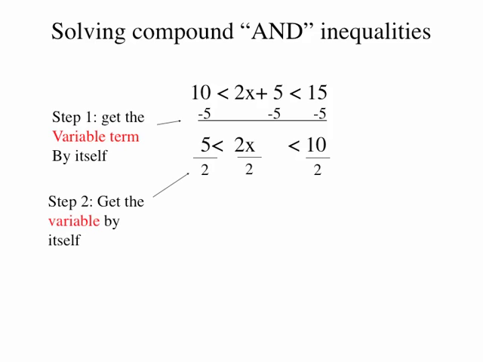Then we want to get the variable all by itself. Right now we have 2x in the middle. To get the x by itself, we need to divide by 2. And to make sure that we don't mess up our inequality, we need to divide everything by 2. We're dividing by a positive number, so we don't need to flip any inequality signs around. And when we do that, we get that x is between 2.5 and 5. This is another way of saying that x is greater than 2.5 and x is less than 5.